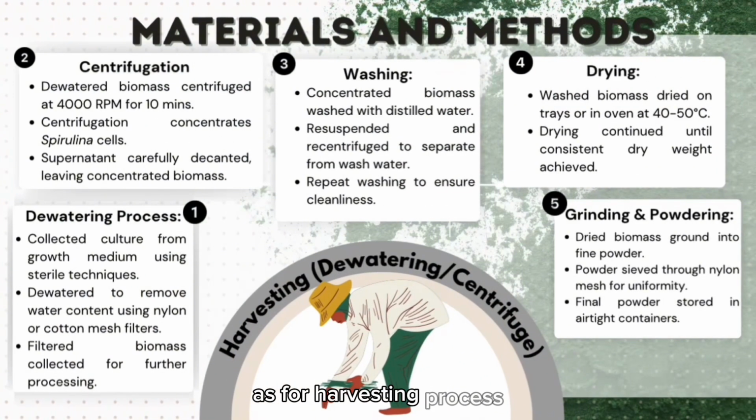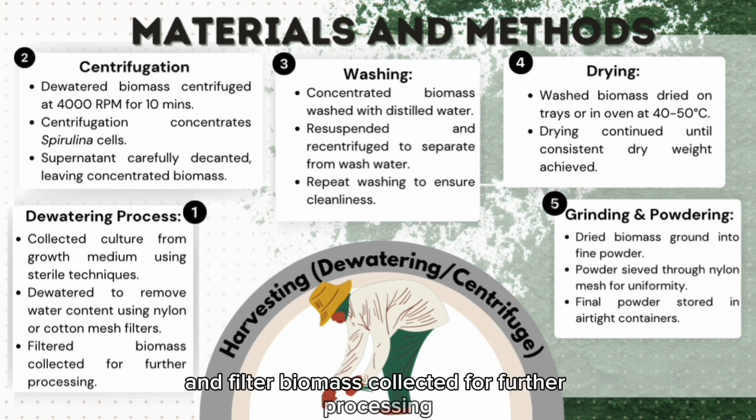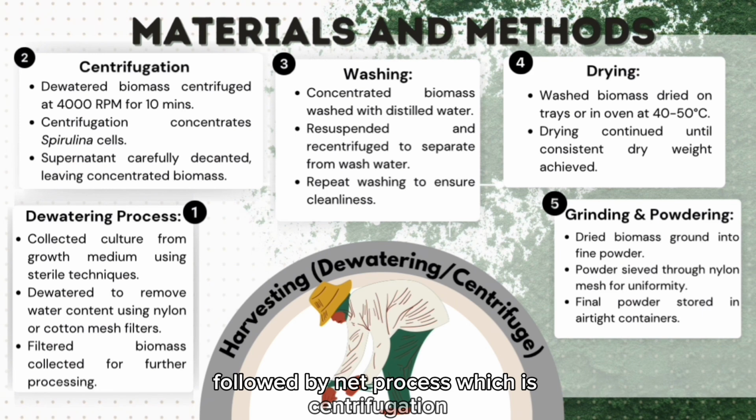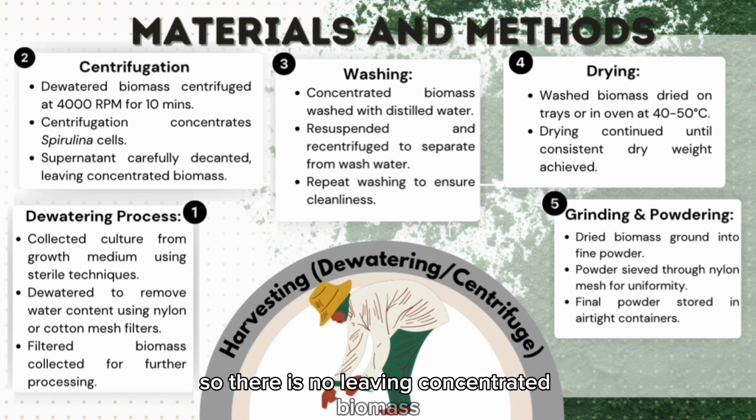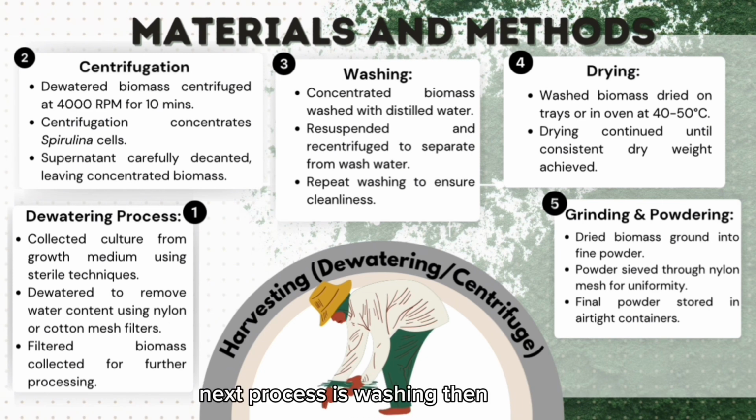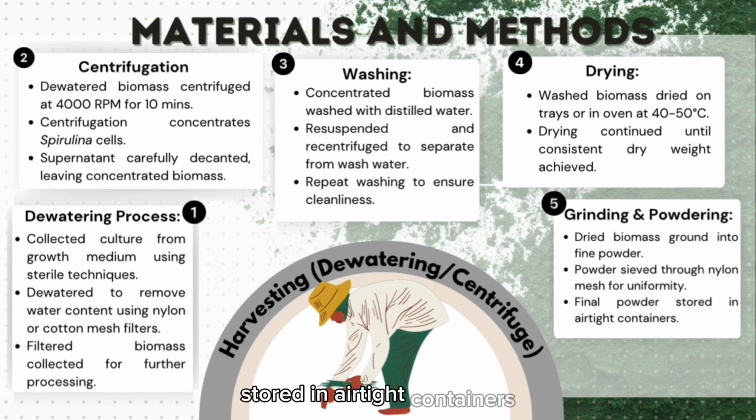As for the harvesting process, it started with the dewatering process, as we need to collect culture from growth medium using the stirrer technique. We remove water content using nylon or cotton mesh filters, and the filtered biomass is collected for further processing, followed by the next process, which is centrifugation. We started with the wet biomass centrifuged at 4000 rpm for 10 minutes. Centrifugation concentrates Spirulina cells and the supernatant is carefully decanted. The next process is washing, then drying before grinding and powdering, and the final product will be stored in airtight containers.